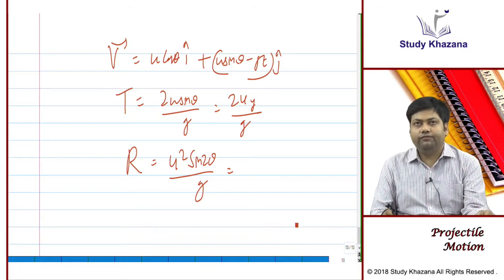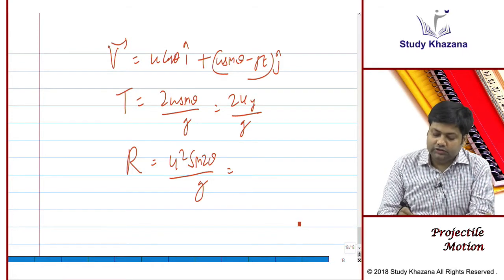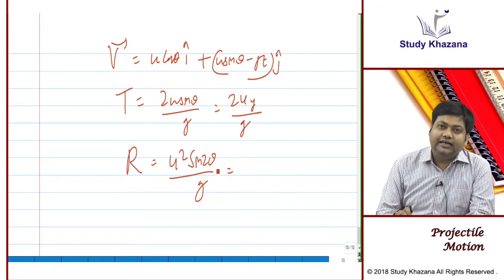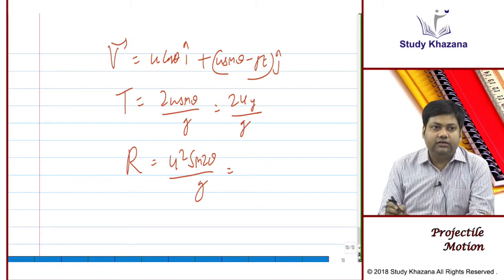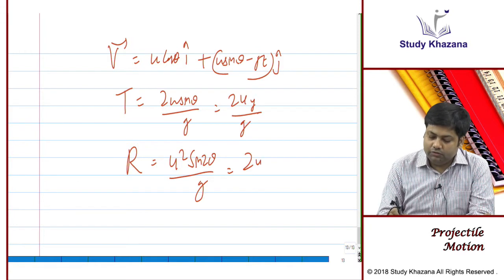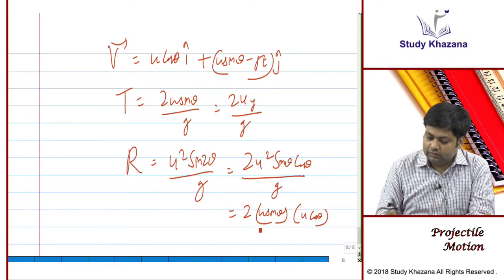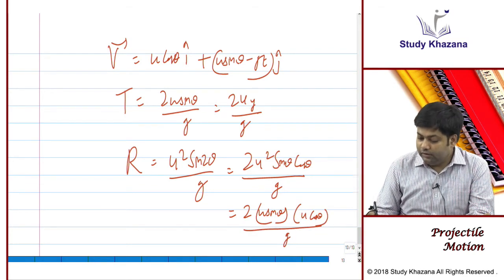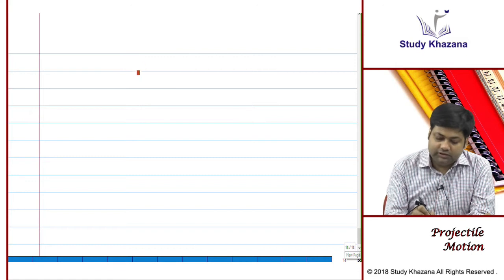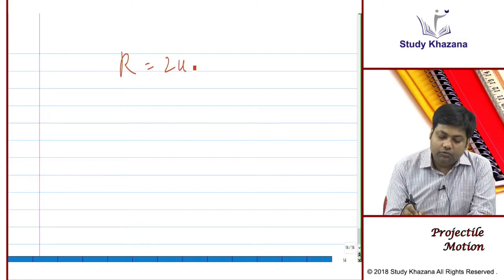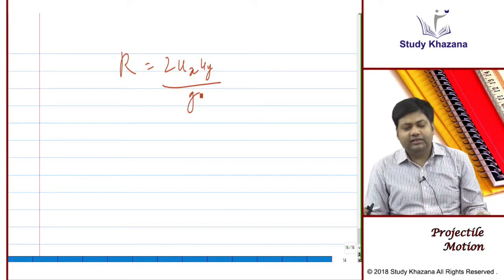Now if you see the formula of the range, then you realize that sine 2 theta can be bifurcated into sine theta and cos theta. So we write here 2 u square sine theta into cos theta upon g. So we write it as 2 into u sine theta into u cos theta by g. So if you look at this result, you realize that r equals 2 into ux uy upon g. Now where is ux important?